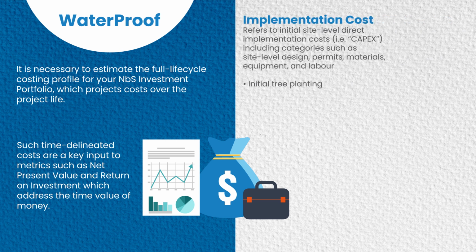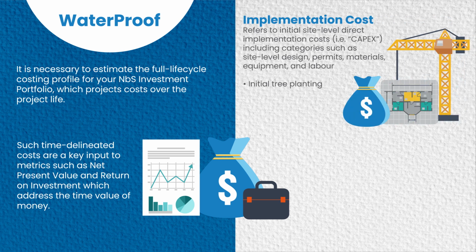Therefore, it is necessary to consider implementation costs, which refers to the initial direct implementation costs at the site level, which includes categories such as site level design, permits, materials, equipment, and labor. It includes initial tree planting.